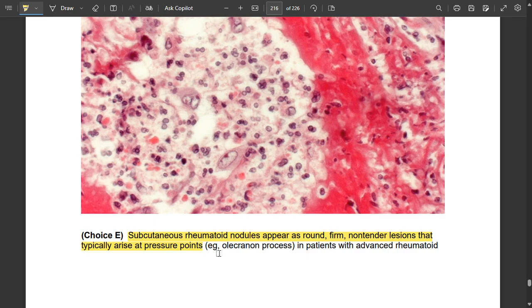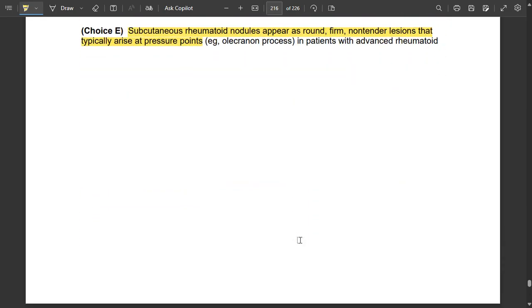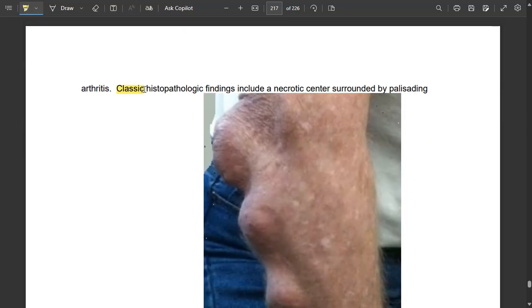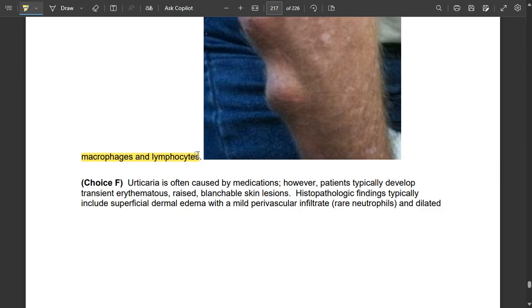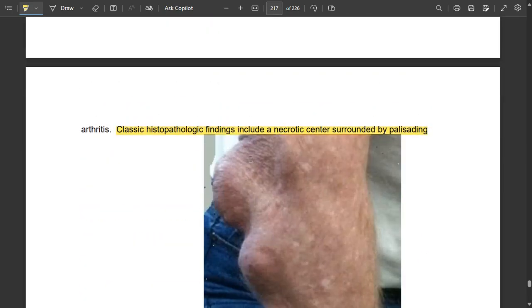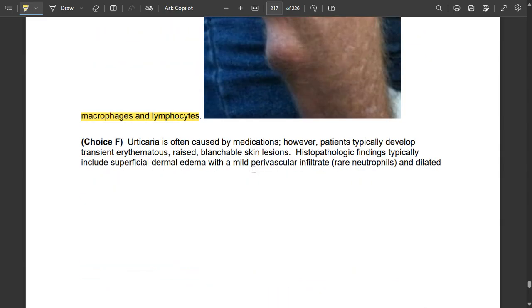For example, at the pressure point, like the olecranon process, in a patient with advanced rheumatoid arthritis. The classic histopathology finding includes a necrotic center surrounded by palisading macrophages and lymphocytes.